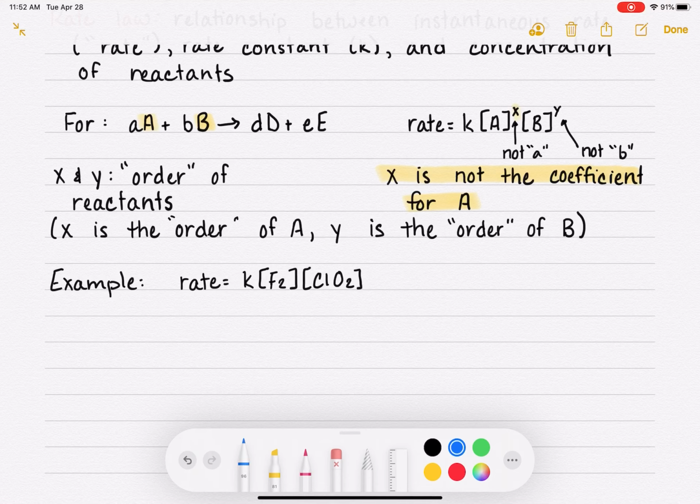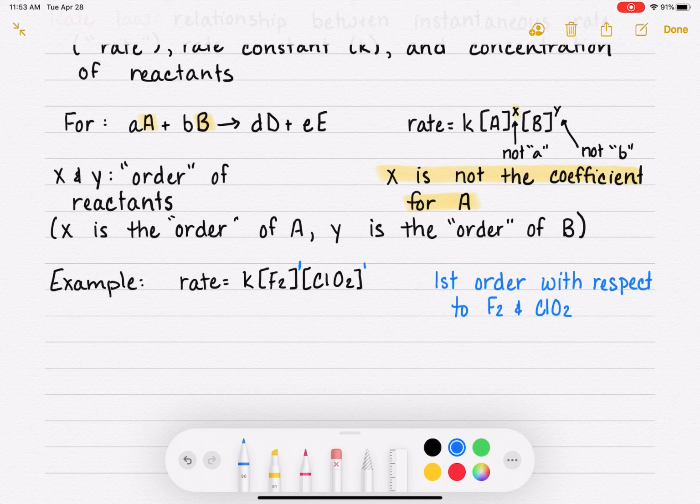So for this particular rate law, we could say that this reaction is first order. The phrasing that we use is first order with respect to F2. That is because the exponent over here for F2 is a 1, and so the reaction is first order with respect to F2, and also because both of the exponents are 1, it's also first order with respect to ClO2.